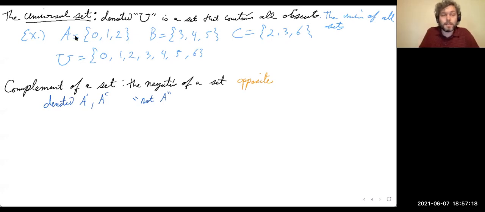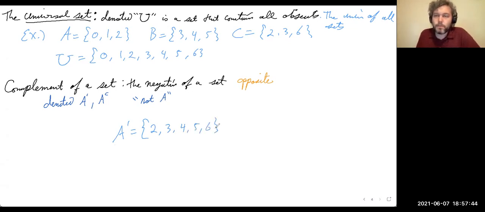Well, what would be the opposite of A here? It's all of the elements that are contained in the universe that are not in A. So for this example, A complement would equal all of the elements in the universe that are not in A. So that would be 2, 3, 4, 5, 6. Okay. So that would be the complement of A, right? So it's just simply the opposite of A.